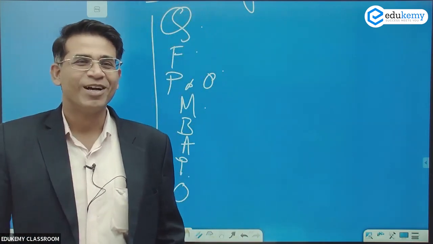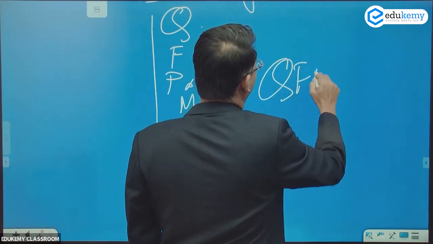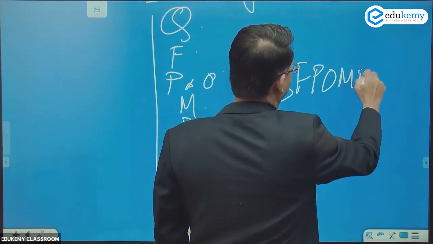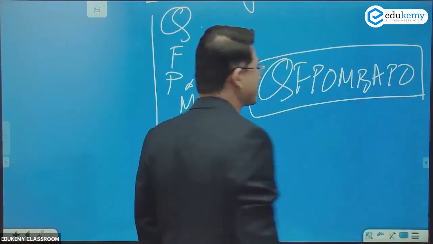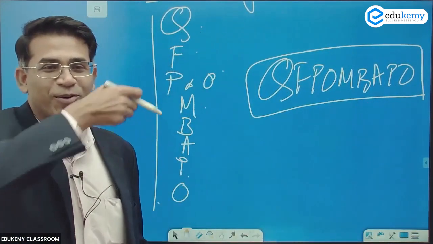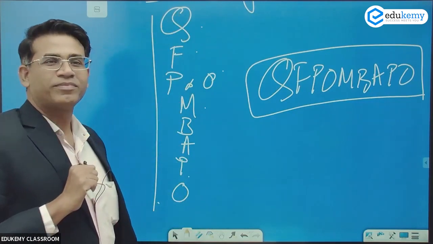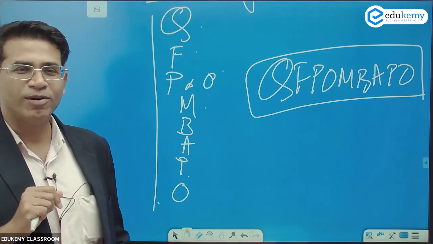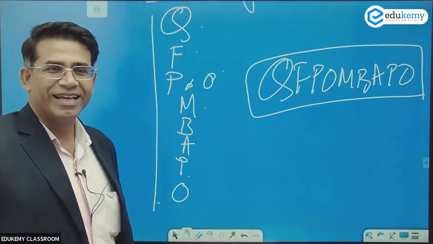Kofpombapo. Prince Kofpombapo. Okay, if this sounds something like Mogambo to you, then it's better to just remember this. Instead of Kofpombapo, you better remember this sequence the way I'm telling you.